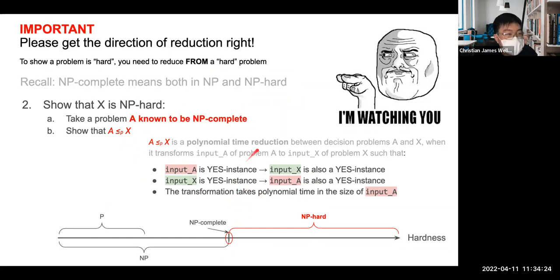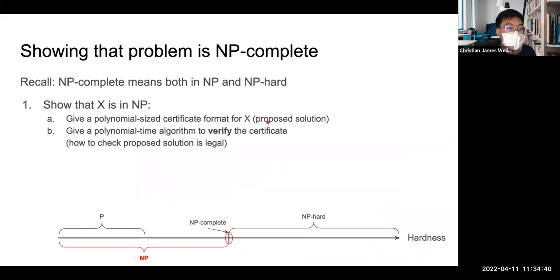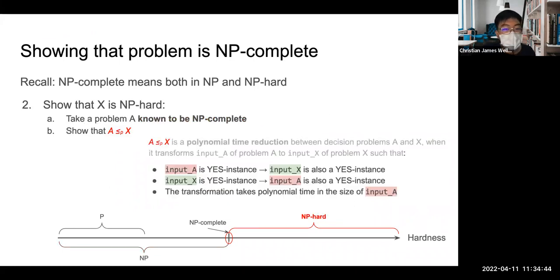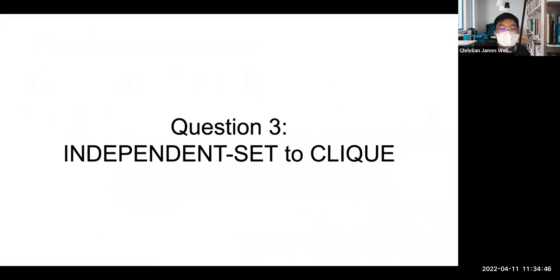And again, direction is super important. This is why I keep reminding you. Please don't get the direction wrong. Minimally in the exam, get the direction right. It's okay if you cannot come up with the reduction, but please at least get the direction right. I might mention that it doesn't matter which order you show it, as long as you show both of them. So this is how to show a problem is NP-complete.